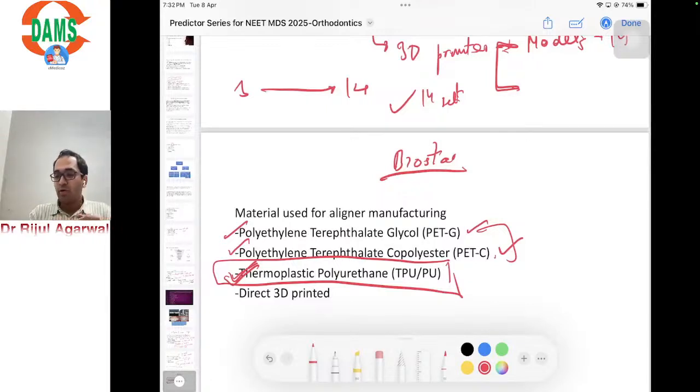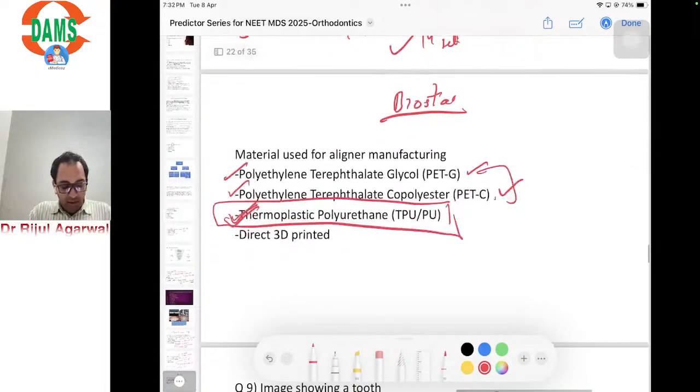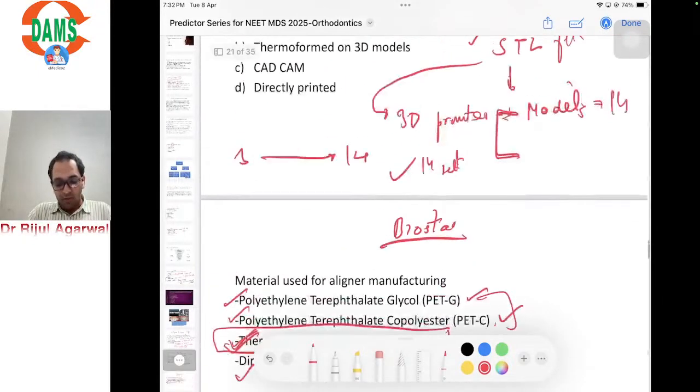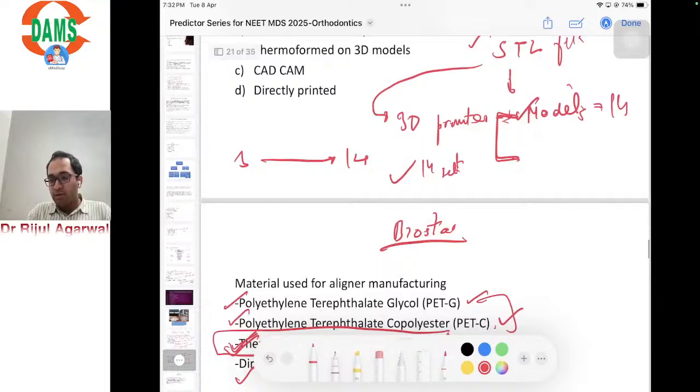Now as the technology evolved, we have directly 3D printed aligners as well. Instead of printing those models, what 3D printers are doing now is directly printing aligners.